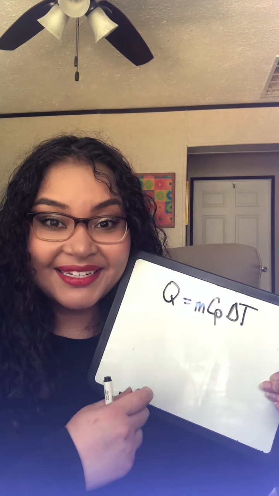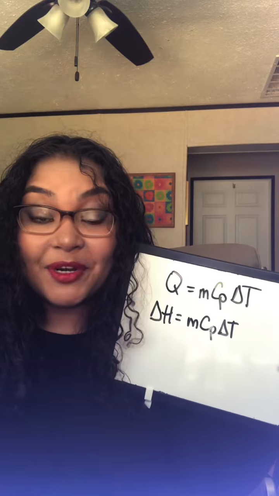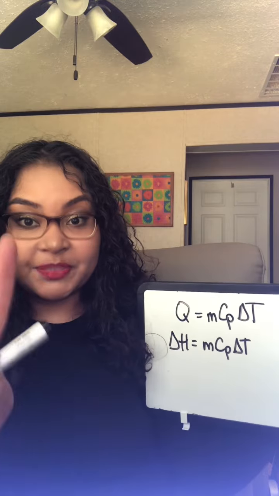Q equals MCP delta T. Wait, doesn't it have an H? Yep, you're right. Delta H equals MCP delta T. So which one's the right one? I'm going with H because I'll show you why.